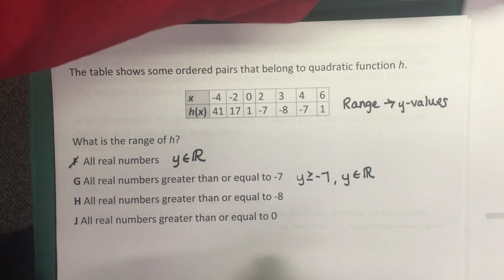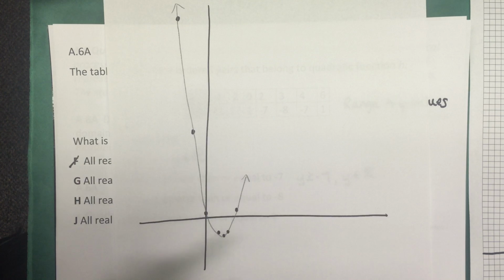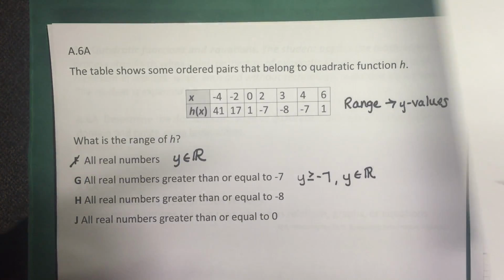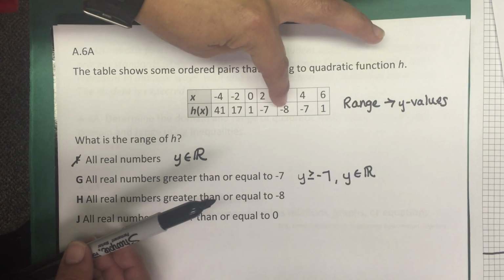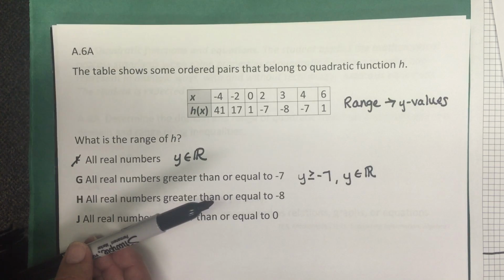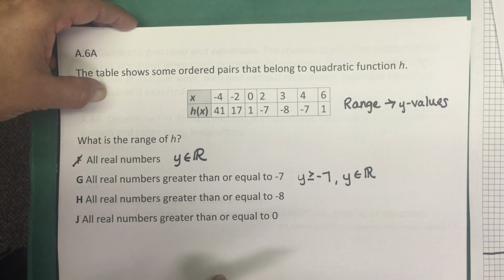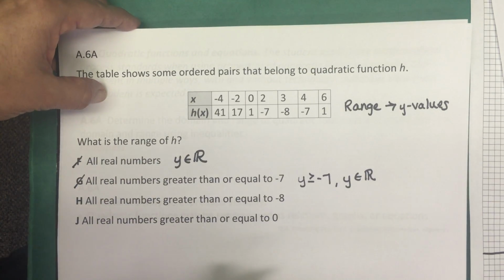So if we look at our pictorial representation, there is a value that's below -7, and that value is -8. We see that in our table of values as well. We have -7, but there's also a value of -8. -8 is below -7, and that value needs to be included in our range. Therefore, G is not the correct answer.